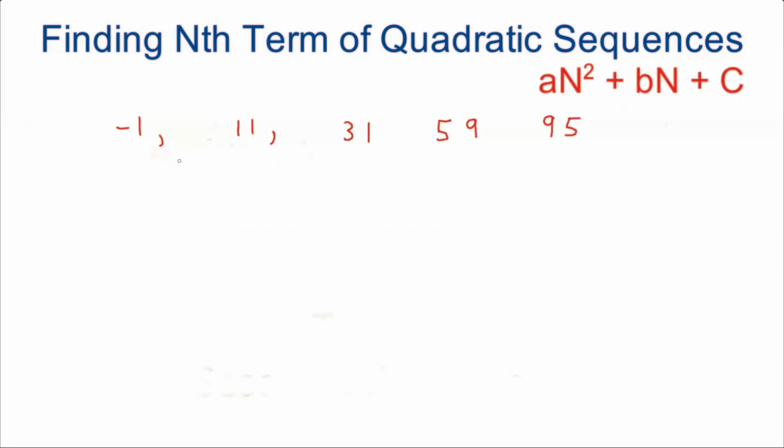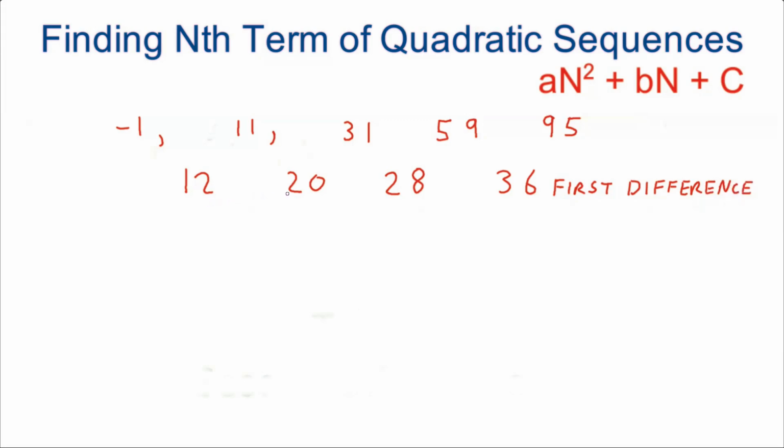Okay, we've got this sequence of numbers. We're going to see if it's a quadratic sequence, and to do that, we've got to find out if the second difference is a constant. So let's find the first difference. Minus 1 to 11 is 12. 11 to 31, 20. 31 to 59, 28. 59 to 95, 36. That's the first difference.